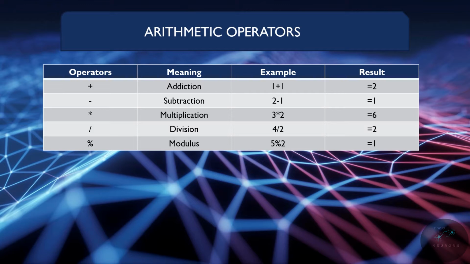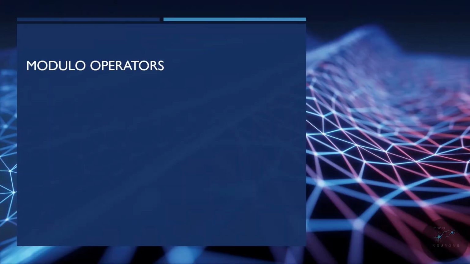The modulus returns the remainder value. So 5 modulus 2 is equal to 1. Don't worry if you don't understand this yet. We'll go into more detail on this in just a moment. So let's go over the modulus operator. The way to think about it is that it returns the remainder of a division.